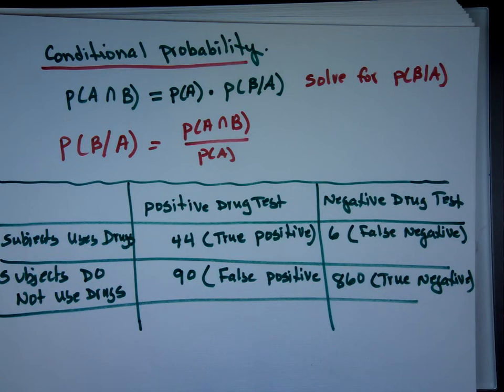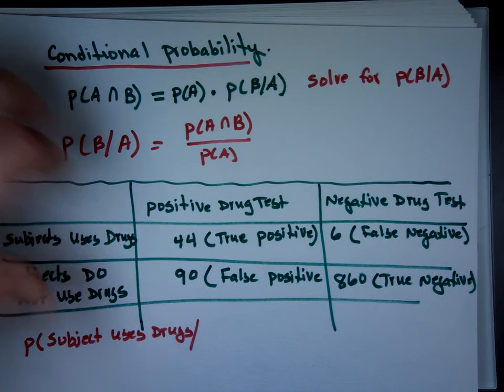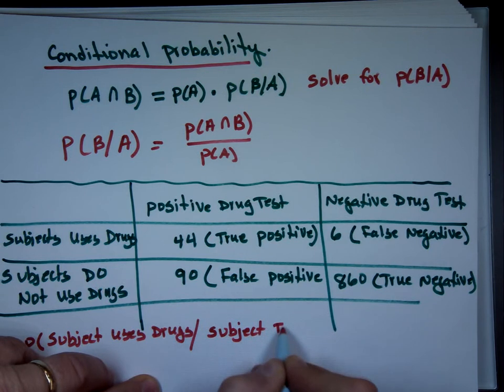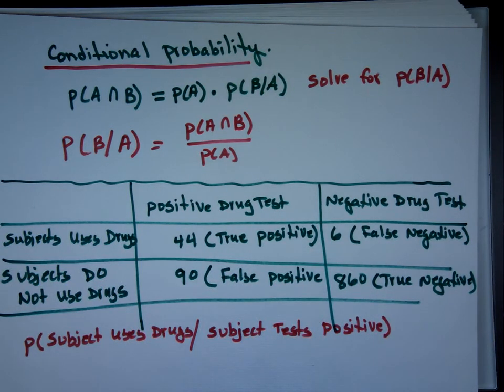Now, given these samples, here's the question. What is the probability, if we select a person, that the subject uses drugs, given the subject tests positive? What is the probability of that?